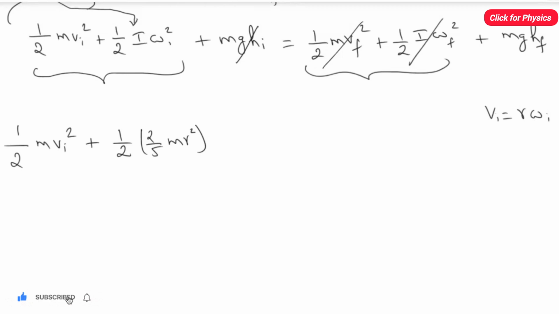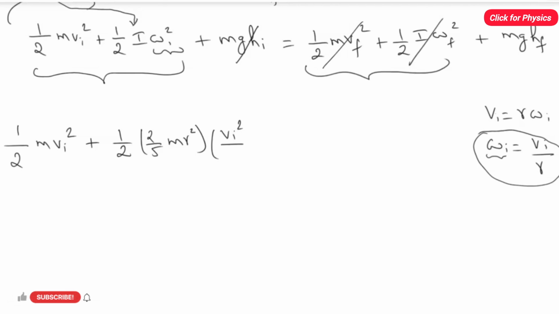So how can I write this? We can write omega I as vi over r. So I have to substitute this value of omega I here. Because this is square, we have to square this term. If you square, you will get vi square divided by r square, and on the right hand side we have m g hf.